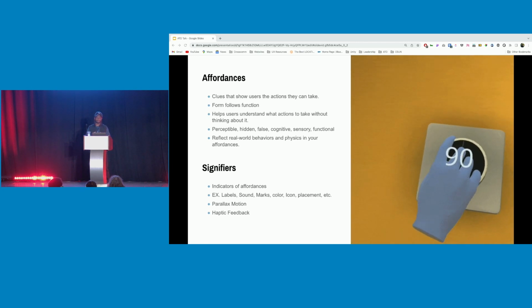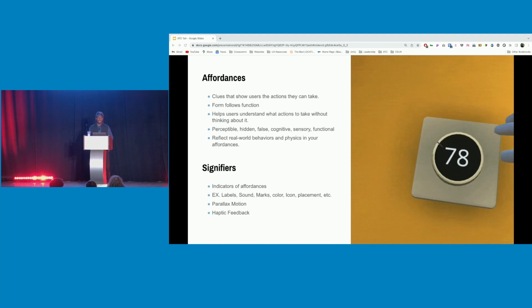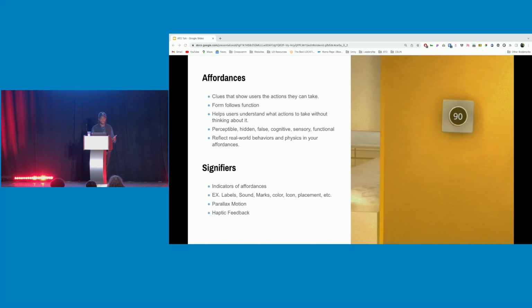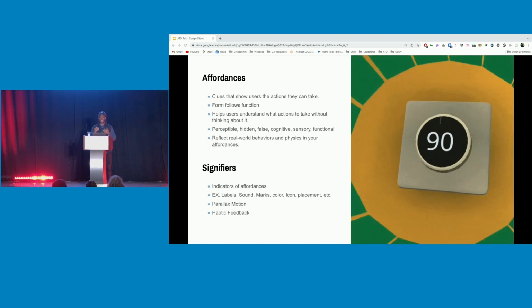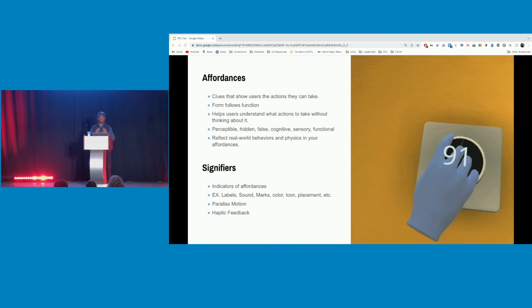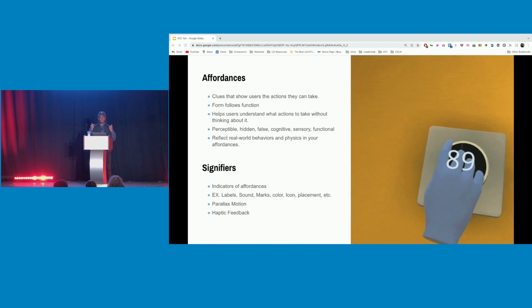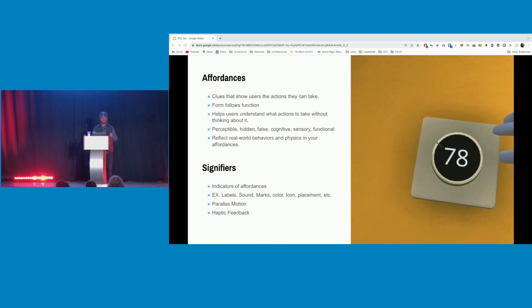So, for example, in the book, he used a door. And I'm going to use a door as an example because I think it's a great example. When you go to a door, there's a handle on it. And that handle itself is an affordance because it's informing the user that it can be opened. This object can be opened.